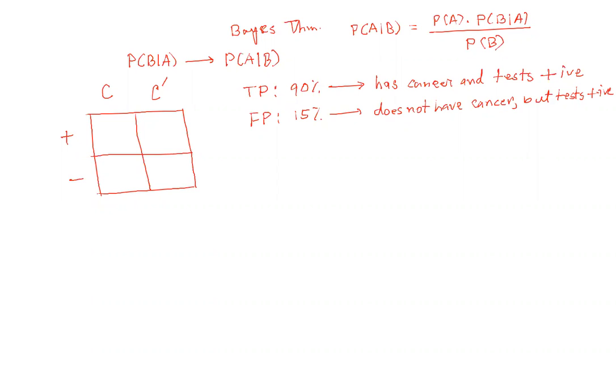I'm gonna draw another box here so that we don't use our original box. So this is cancer. This is cancer prime. That means it doesn't have it. This is positive. This is a complement, negative. Which box is gonna be the true positive box? Can somebody tell me? Which box out of these 4 boxes is gonna be the true positive box? Top left. Exactly, thank you. True positive.